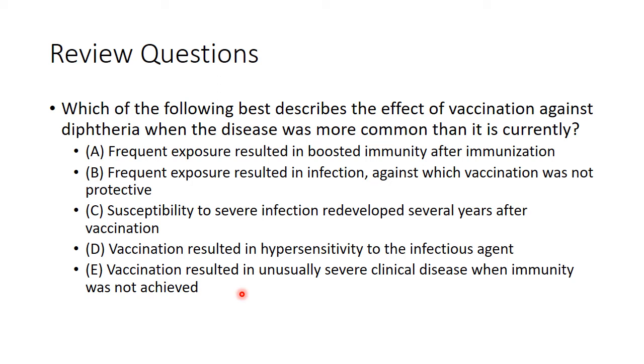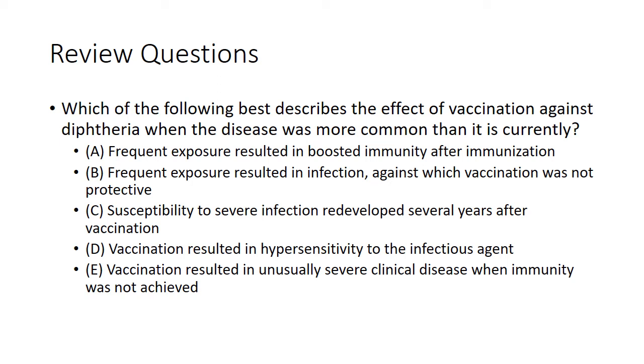So, we're comparing when the disease was more common versus when it is currently. So, you see, we should say yes or no. No, okay, we can probably rule out C, right? Susceptibility to severe infection developed several years after vaccination. Probably not, right? Because when it was more common, people were more likely to be exposed to it, correct? So again, what kind of effect does that have? Almost like a boost in the immune system, right? That booster effect. So when you think about a disease that's been practically eradicated, you don't ever get re-exposed to it, and you may not be able to retain the integrity of the immunity over a long period of time.